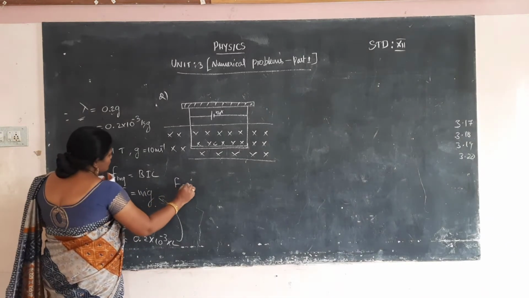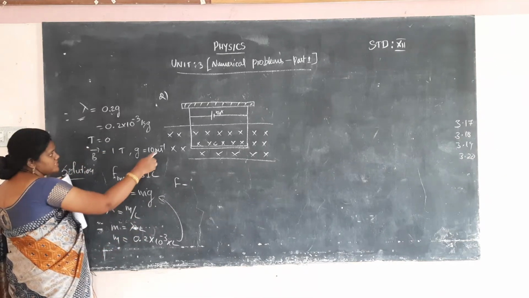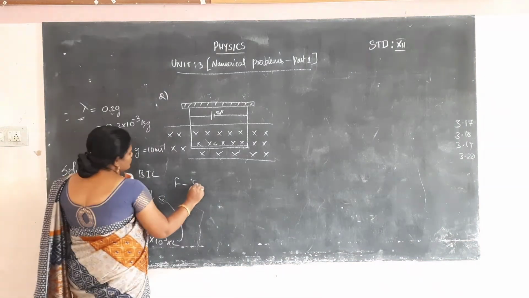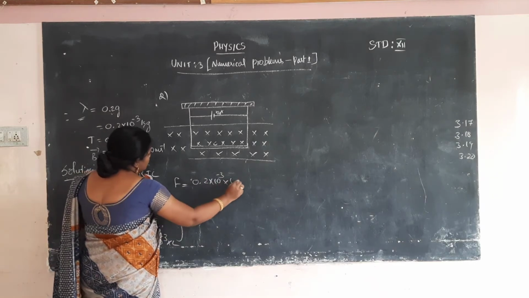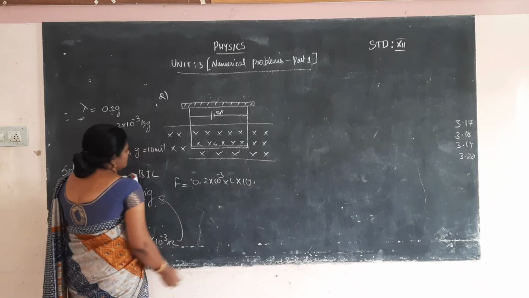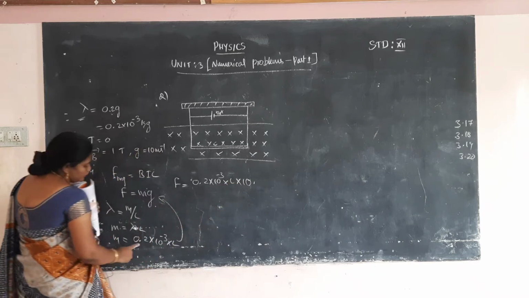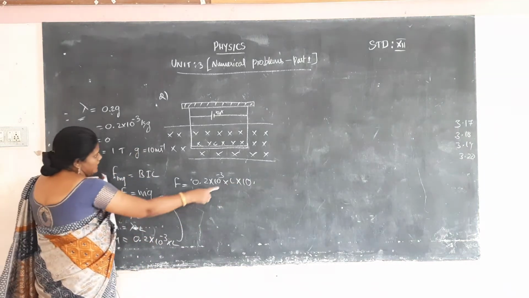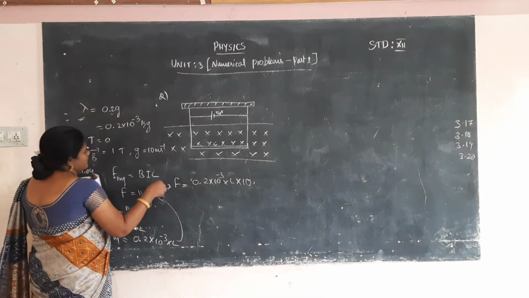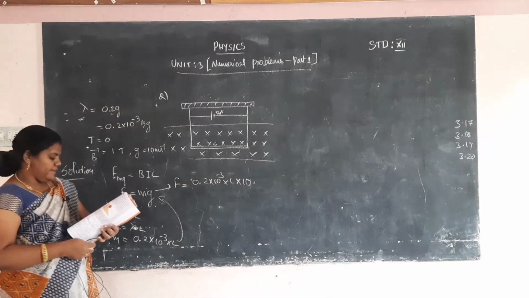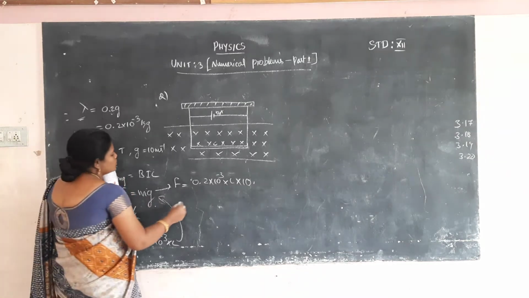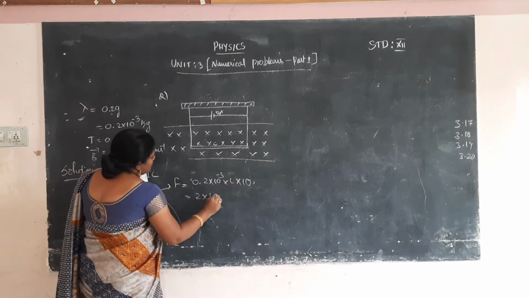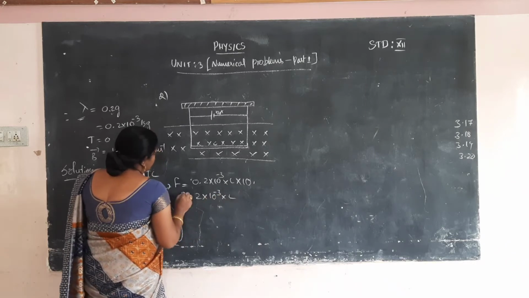F is equal to m into g. The g value is 10. So 0.2 into 10 power minus 3 into L into 10. Clear? 0.2 into 10 power minus 3 into L, and g value is 10. So 0.2 into 10, that is 2. So 2 into 10 power minus 3 into L, that is the force.